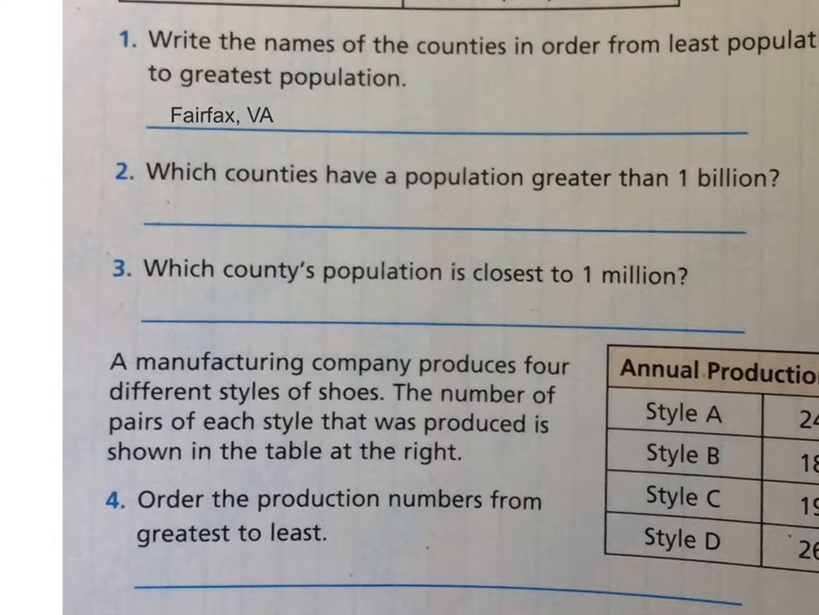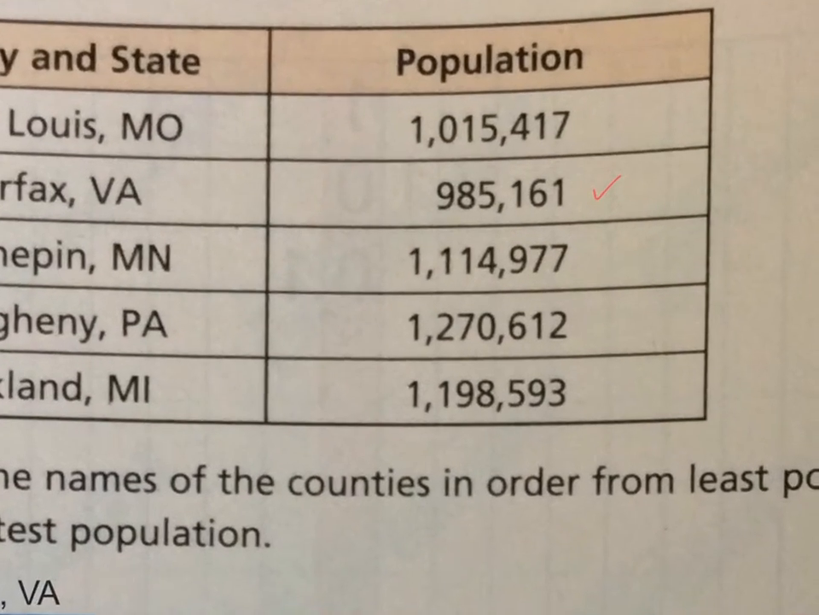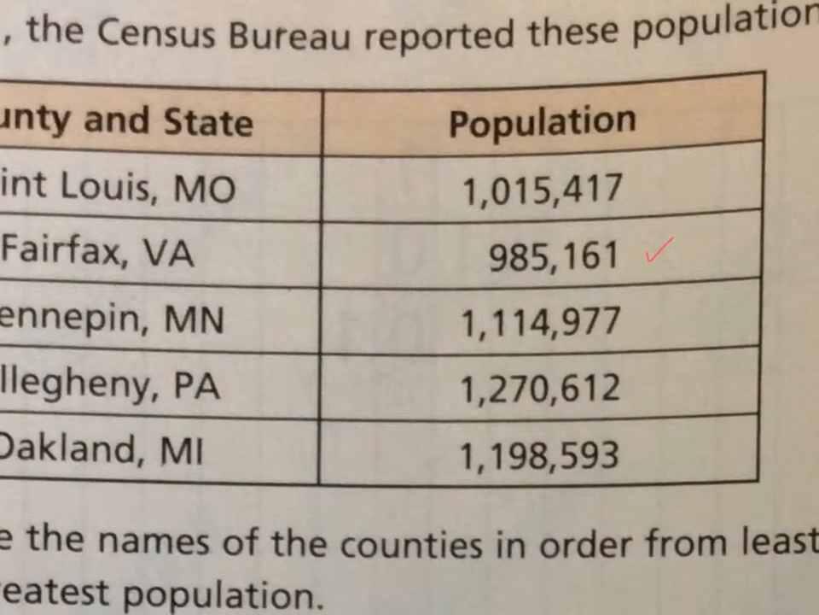The next question says, which county's population is closest to 1 million? So I see a couple that are pretty close to 1 million. This has over 1 million, and that was the lowest one over 1 million. And then I saw that this one is almost up to 1 million. So between these two, one of them is going to be closer than the other. I might have to do some addition and subtraction to figure out which one is actually closer, comparing to 1 million.